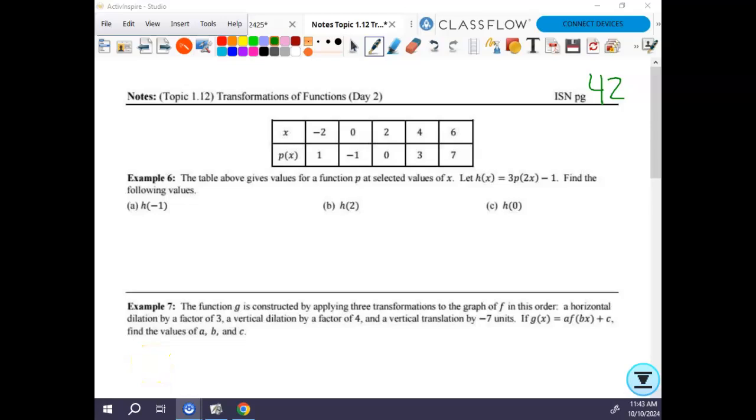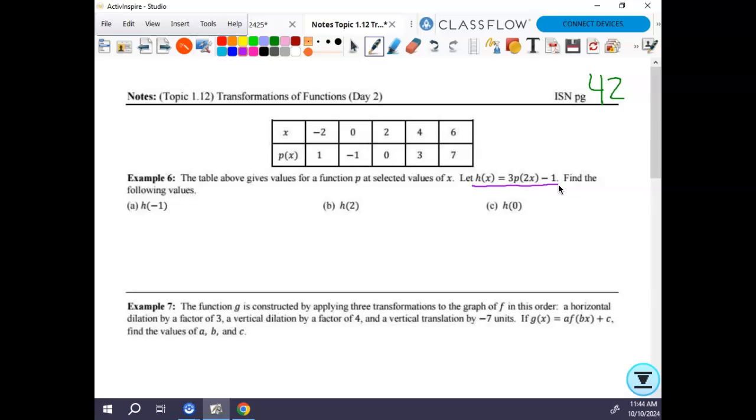Alrighty, so we are on day 2 of 3 of transformations. Yesterday we looked at equations like this, and we took out the transformations in words, we put them in ordered pairs, then we dealt with some coordinates with that. Today we're not going to take it out of the equation. We don't always have to take it out of the equation.